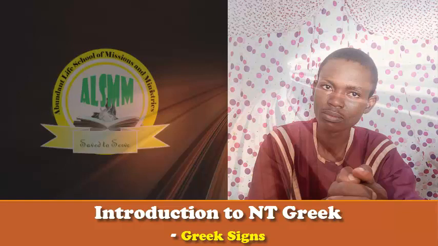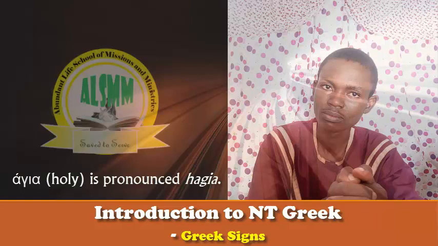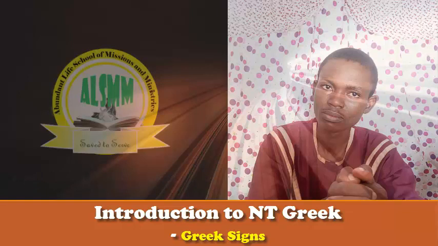The rough breathing is written as the opening comma in inverted commas. You can see that on the screen. When we have the rough breathing on a letter, it sounds like letter H. For example, the Greek word which means holy is pronounced hagia, with H added to the transliteration.